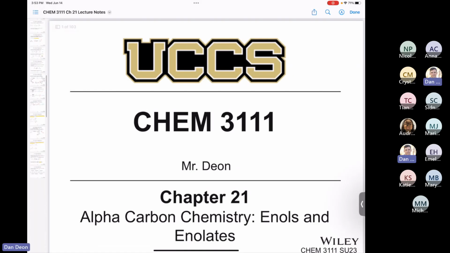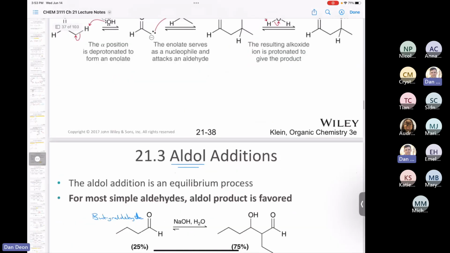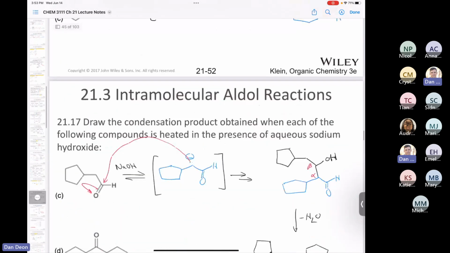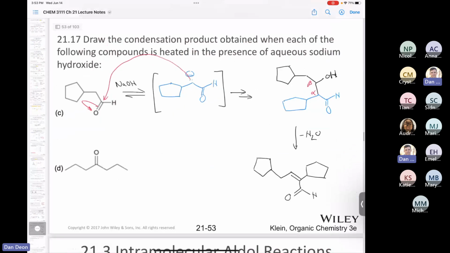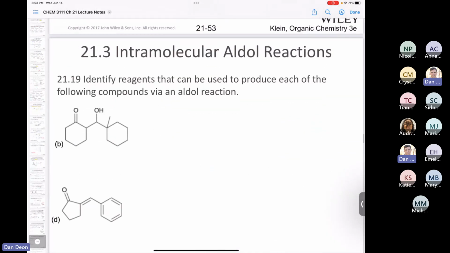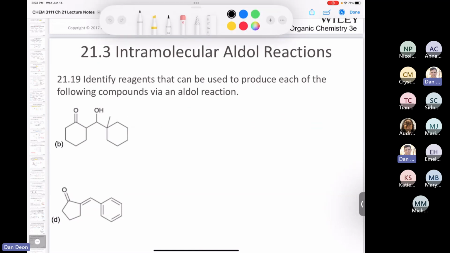It's kind of a cool chapter, huh? We learned some really neat stuff in this chapter. We were all the way down here. We just finished 21.17. This one, you're going to have to bear with me a little bit. It says, identify the reagents that you could use to produce each of the following compounds via an aldol reaction. It's just a matter of figuring out what are the ketones and what are the aldehydes.